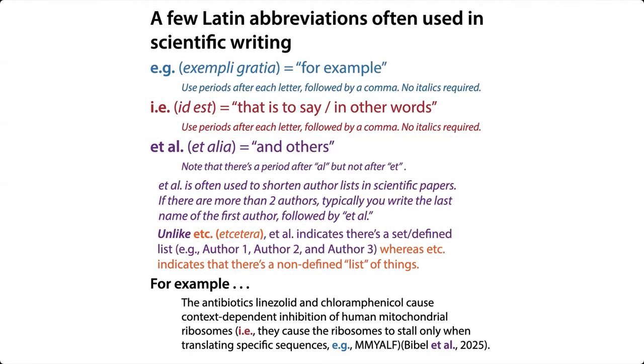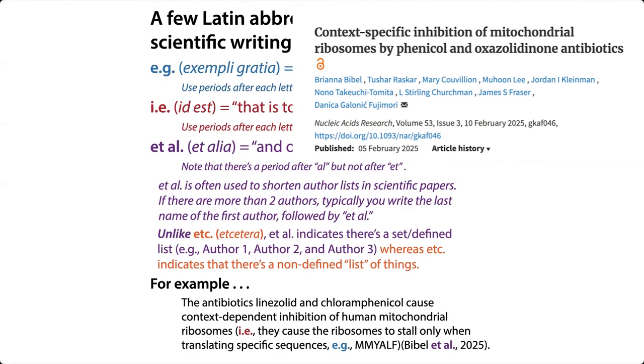For example, the antibiotics linezolid and chloramphenicol cause context-dependent inhibition of human mitochondrial ribosomes, i.e., they cause the ribosomes to stall only when translating specific sequences, e.g., MMY, ALF. Bebel et al., 2025. So yes, that was actually a finding from a paper of mine from my postdoc work.